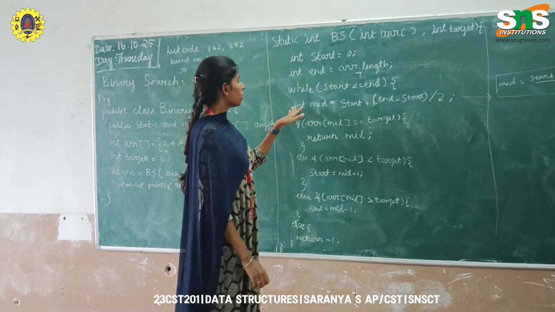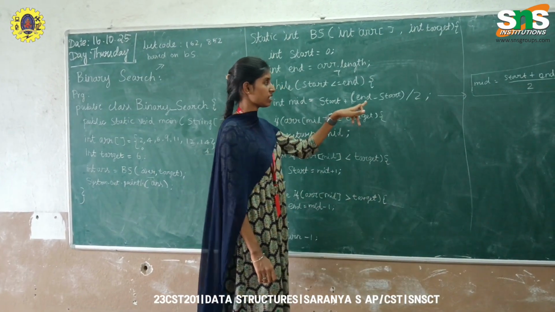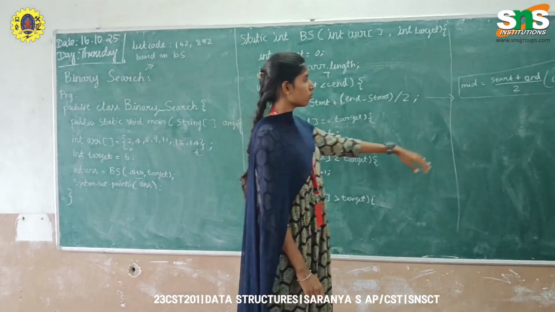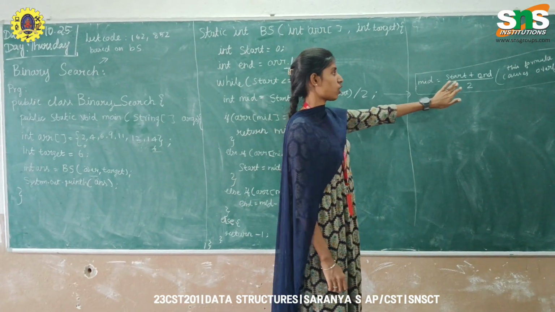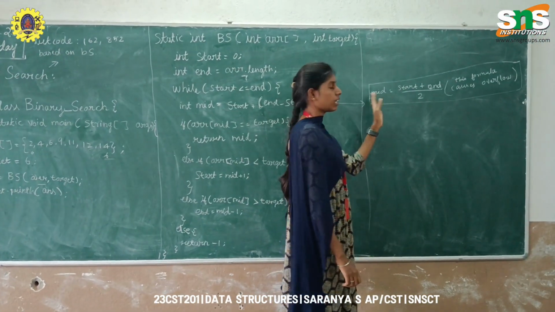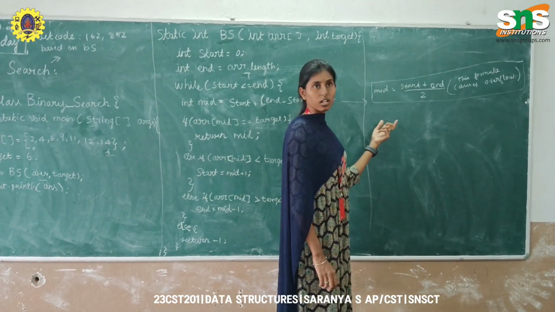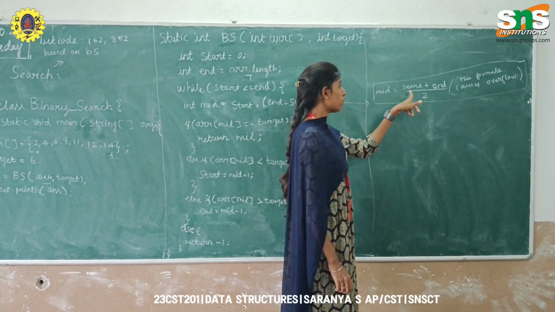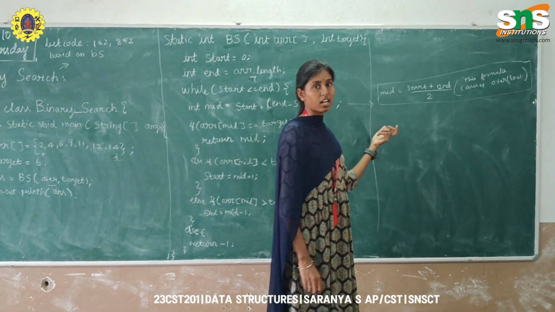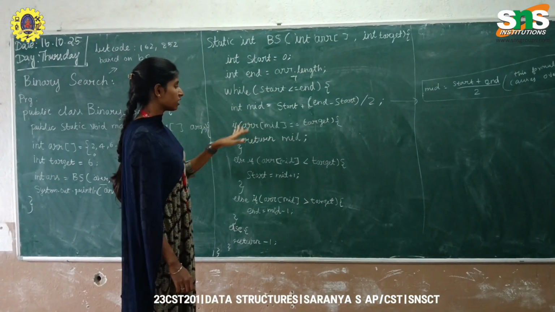To find the mid, we are using this formula: start plus end minus start divided by 2. This does not cause an overflow. But most of them use mid is equal to start plus end by 2. This causes an overflow because int can only store up to about 2 billion, but by adding the start and end, it may cause the int overflow. Int cannot store larger numbers, so we are using this formula to calculate the mid.